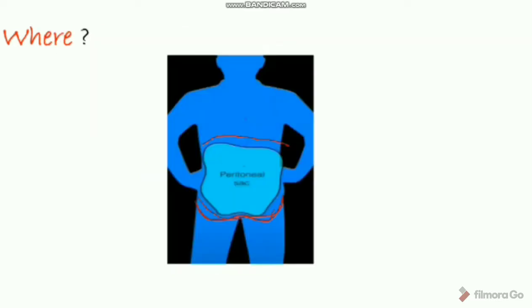Now, where does it lie? Of course, if it's in the abdominal cavity, it's somewhere lying beneath the dome of the diaphragm and above your pelvic organs, because the diaphragm is something separating your thoracic cavity from the abdominal cavity. So just between the two is your peritoneal sac.